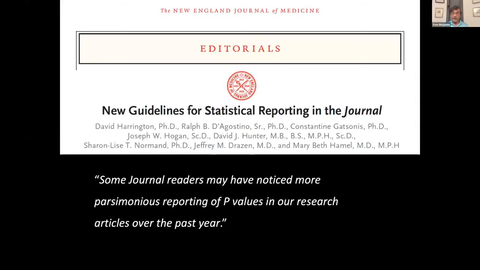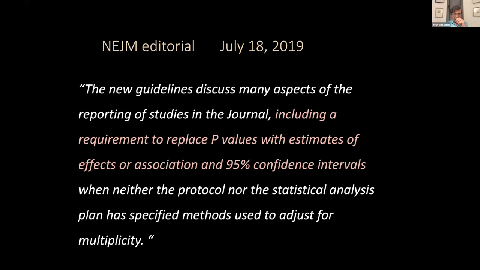What happens in the New England Journal of Medicine now? Well, a recent editorial that came after the statement of the American Statistical Association, from last summer, says that some journal readers may have noticed parsimonious reporting of p-values in our research articles over the past year. The new guidelines discuss many aspects of reporting studies in the journal, including a requirement to replace p-values with estimates of effect or associations and 95% confidence intervals, when neither the protocol nor the statistical analysis plan has specified methods to use to adjust for multiplicity.